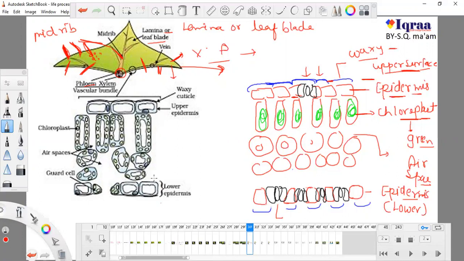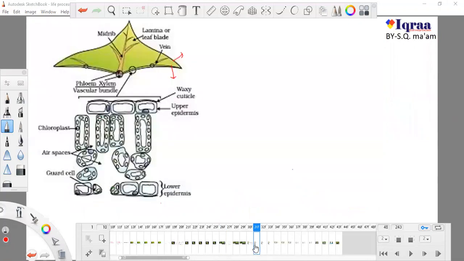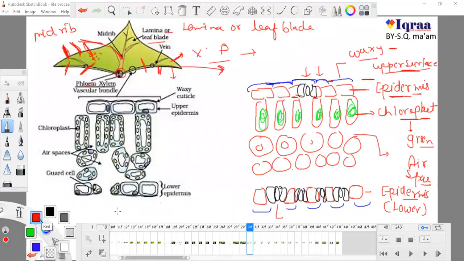This upper surface has very few stomata, but the surface behind it, the lower part, has a numerous amount of stomata. Just think about it and tell me. You can also text me or WhatsApp me what the reason is. The upper surface has very few stomata, and the lower surface has a very high amount of stomata, and from these stomata the water will come out.